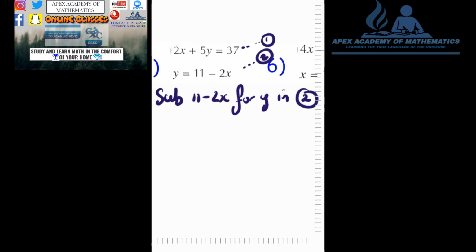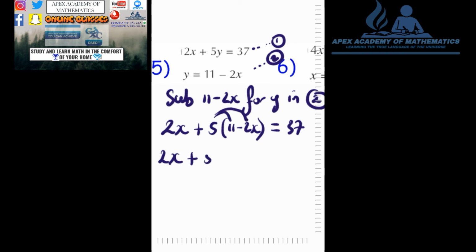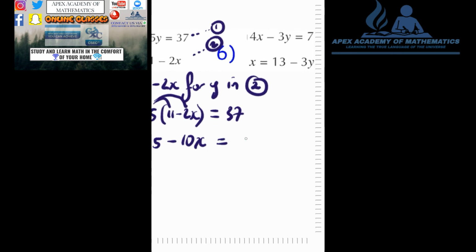So we're going to substitute, and let's do that. So that's the value of y. So we have 2x plus 5 times 11 minus 2x, pardon me, and that's equal to 37. And then we have an equation all in x. Let's jump and find that value. Okay, so we have 2x here, and we're going to use the distributive law. So we have 5 times 11, 55, and 5 times 2x is 10x, and that's equal to, of course, 37.